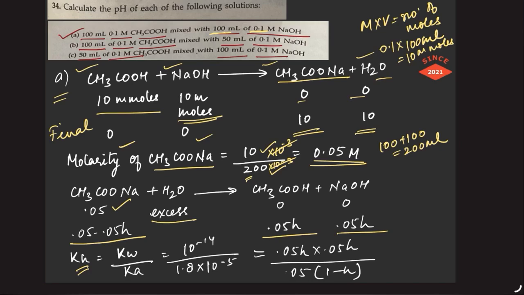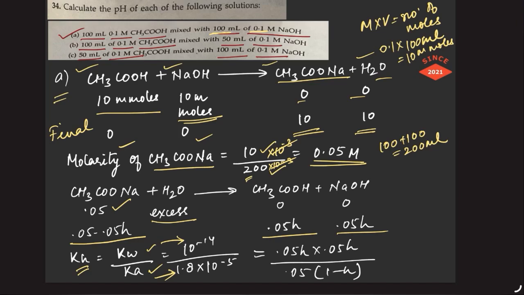Value of KH is Kw by Ka. Kw is 10 to the power minus 14. Acid dissociation constant for acetic acid is 1.8 into 10 to the power minus 5. And KH is also equal to the product of the concentration of products.